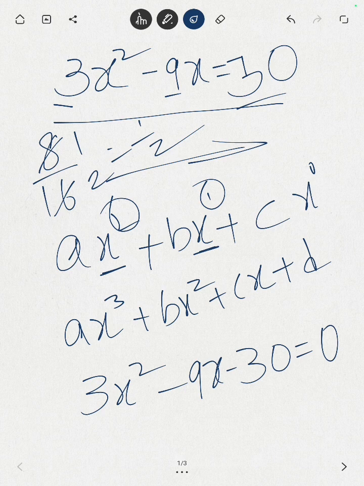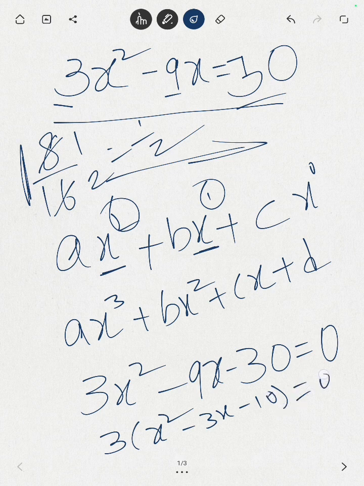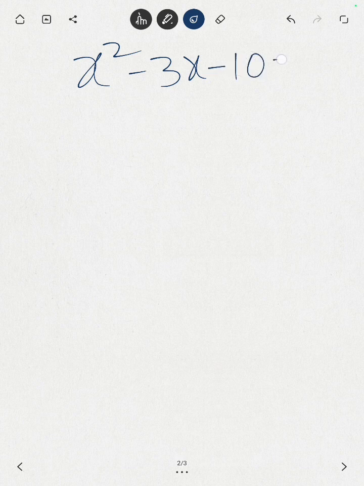Since it equals 0 here, simply check if there is any common factor. Yes, 3 is the common factor. Remove the 3, and it becomes x square minus 3x minus 10. And you know the reason, right? Equals 0, because sending this 3 from LHS to RHS, 0 by 3 becomes 0 again. So what is the final quadratic equation? x square minus 3x minus 10 equals 0.